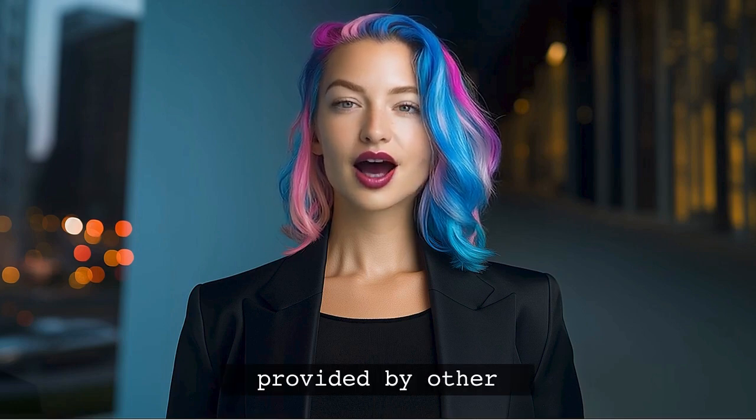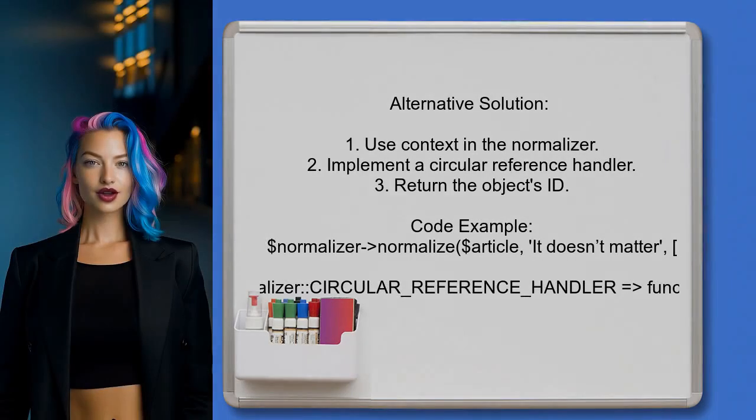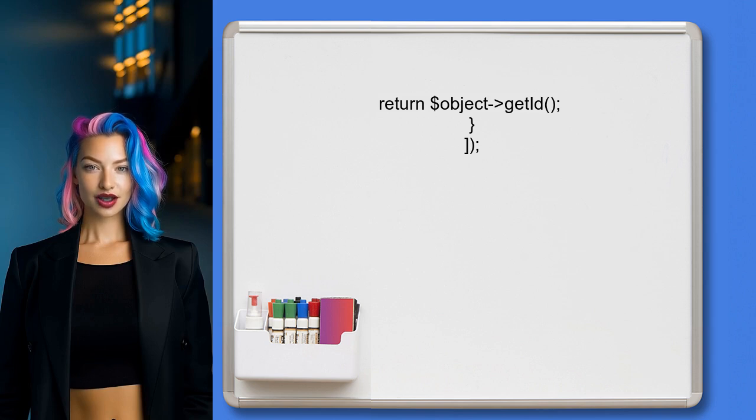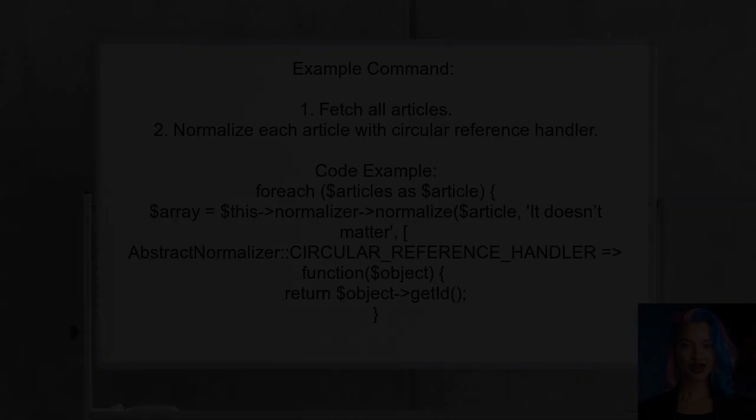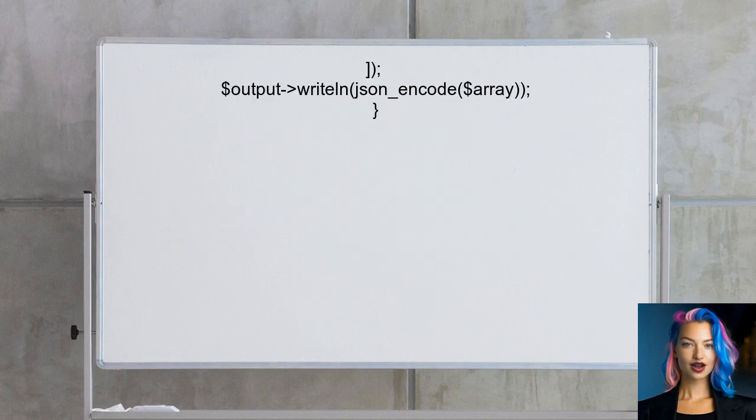Now, let's look at the answers provided by other users. An alternative solution provided by another user suggests using the context option in the normalizer. They recommend implementing a circular reference handler that returns the object's ID to avoid the circular reference exception. In a larger example, the user demonstrates how to normalize multiple articles while handling circular references. They use a command class to fetch articles and normalize each one with the same handler.